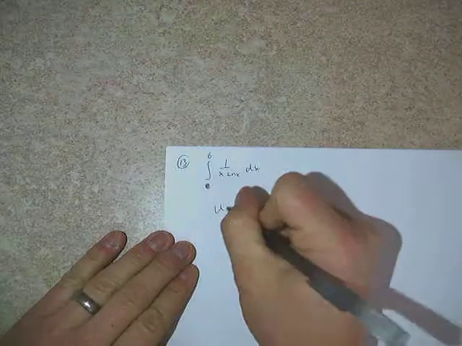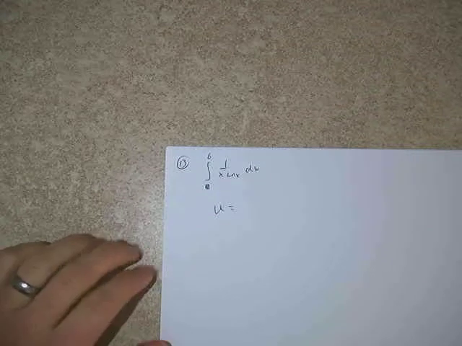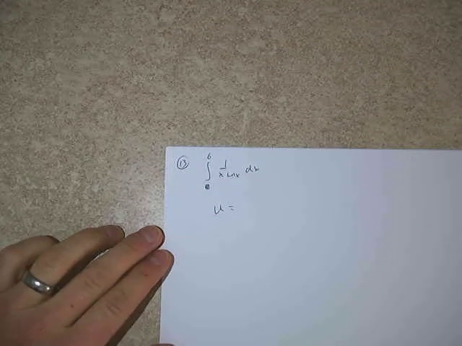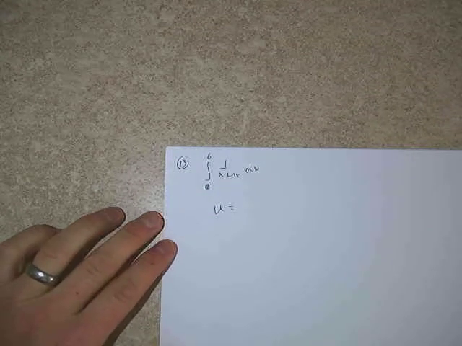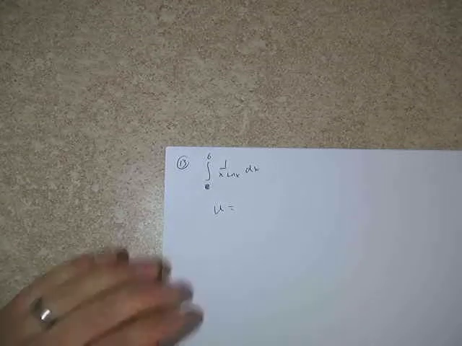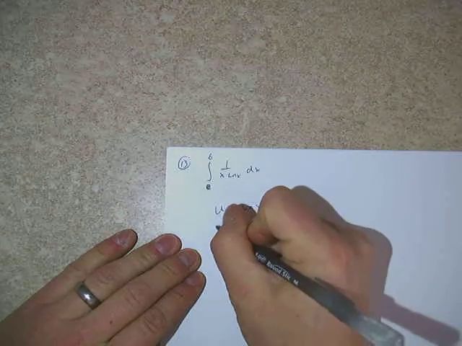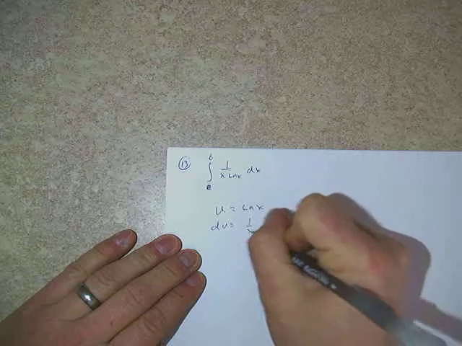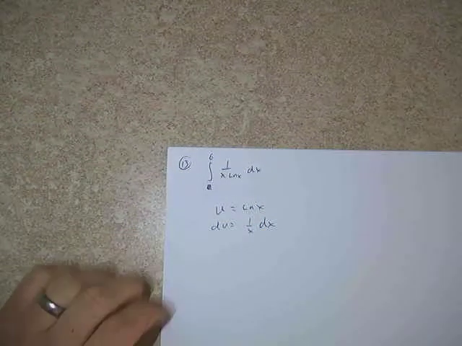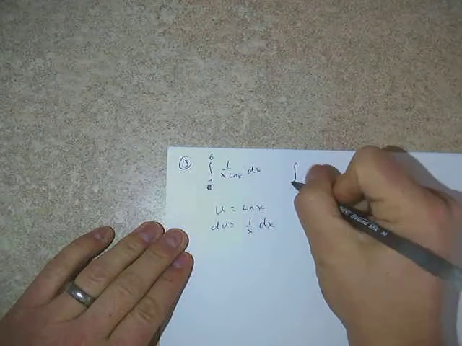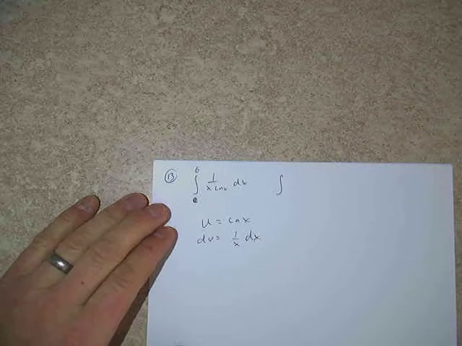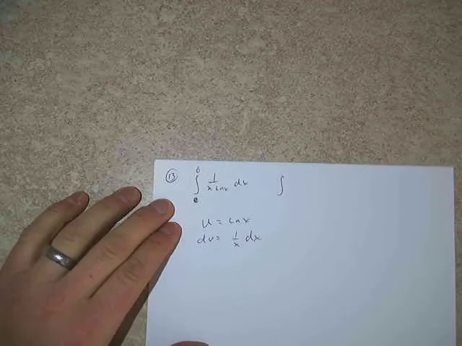Well, u would be a good start. So what might be a good thing to let u equal? If we let it equal x, that really wouldn't change anything, would it? How about ln x? Why would ln x be a good choice? Because du then would be 1 over x dx, wouldn't it? And when we do a definite integral, I'm going to show you a technique that I didn't show you on Friday, I'm going to show you now.